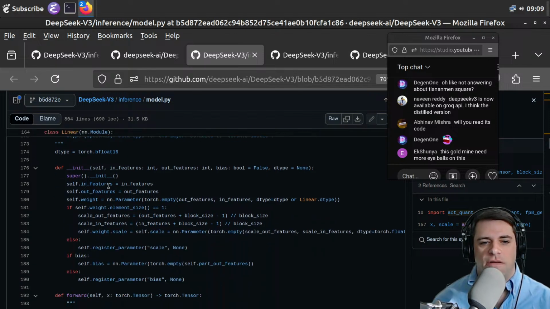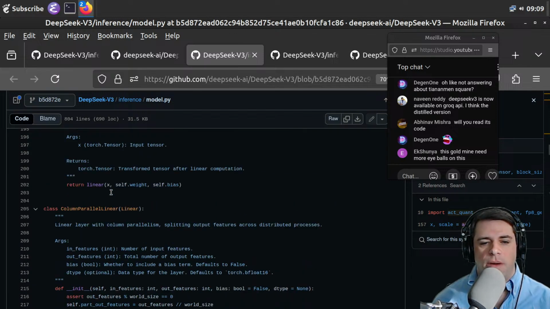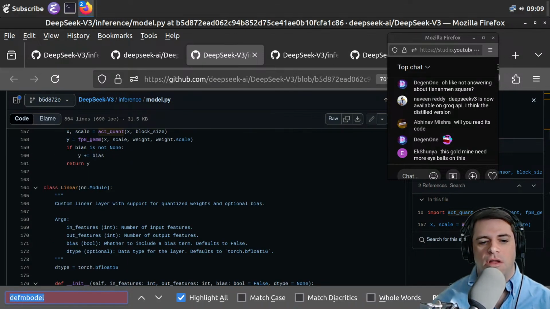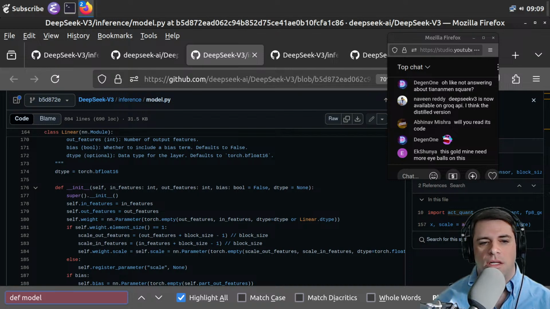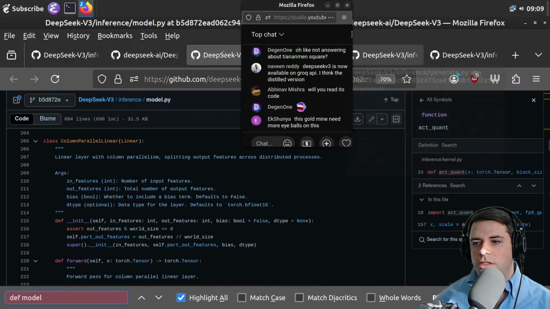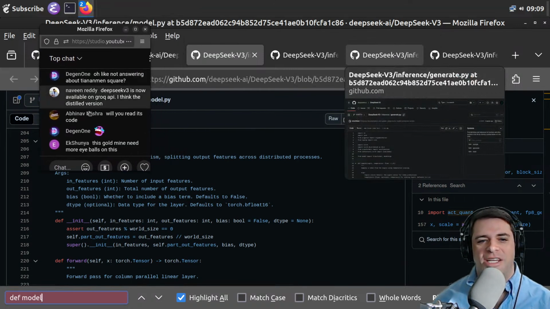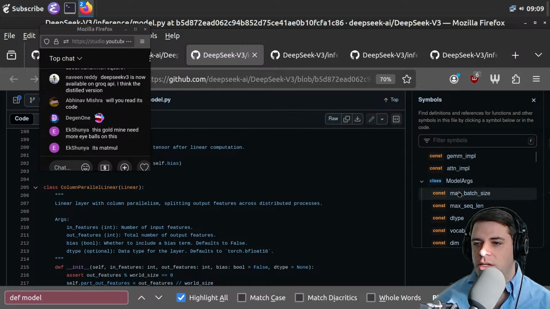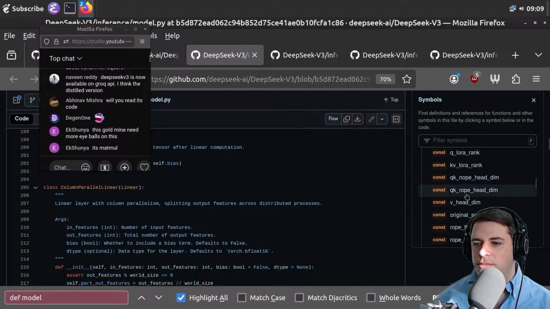Here's more linear stuff. What I want is the model though. Where's the model itself? Because I don't have a lot of time, as I mentioned today. So we don't have a model. Let's see if we can find, there's model args.